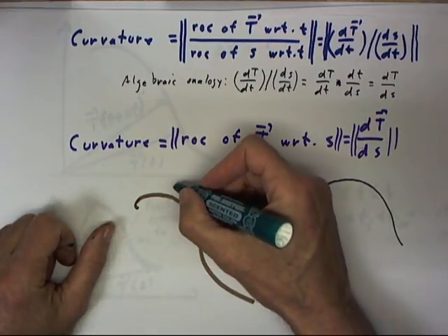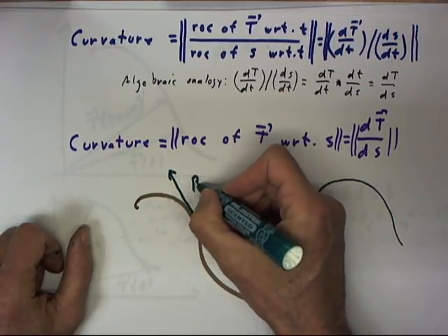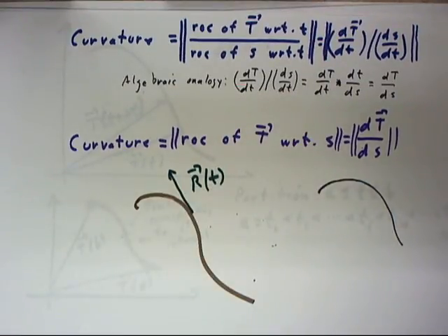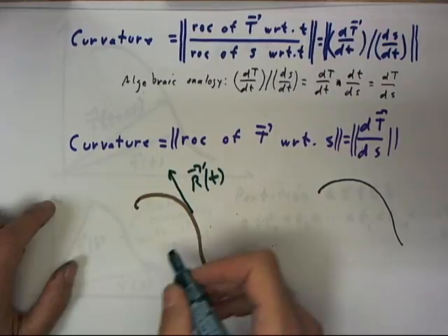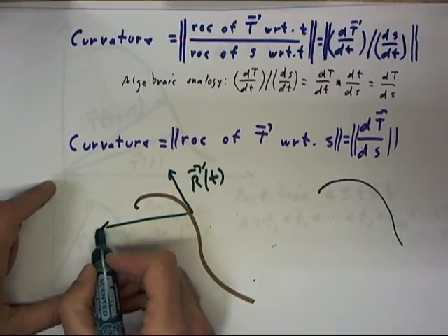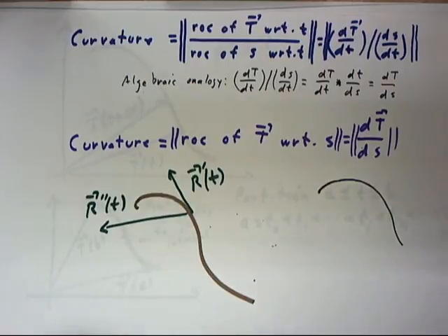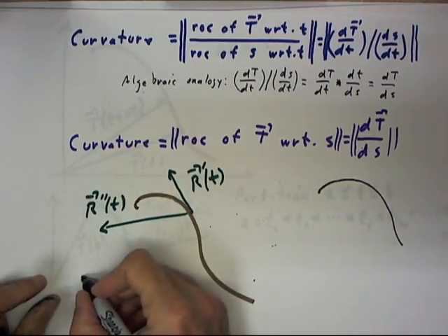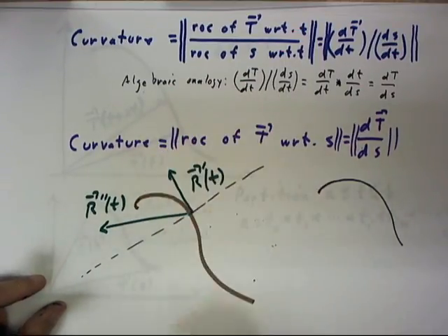Here we have a curve with some parameterization r, and we might as well call that r of t, and r prime of t. I'm not going to draw the r of t vector, but I am going to draw a vector representing r double prime of t, the acceleration vector. The unit tangent vector is just the r prime of t vector divided by its magnitude.